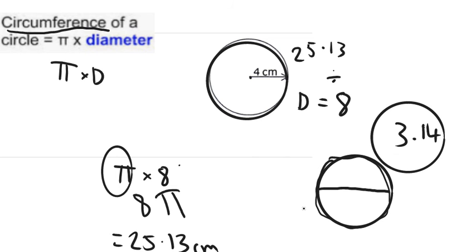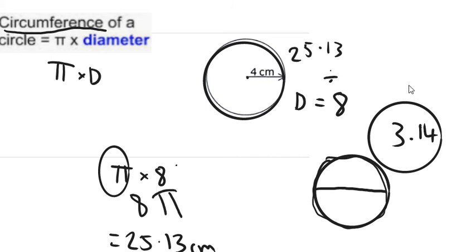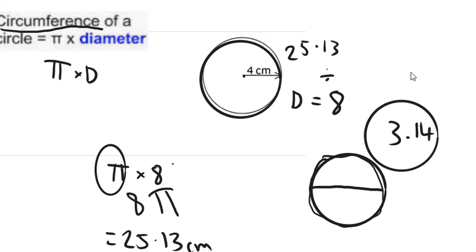So if you were to take the circumference of any circle in the world, doesn't matter what size it is, and divide it by that circle's diameter, you will always get 3.14. So 3.14 just works out as basically what the diameter is being multiplied by to get the circumference. That's the reason it got a name, pi.